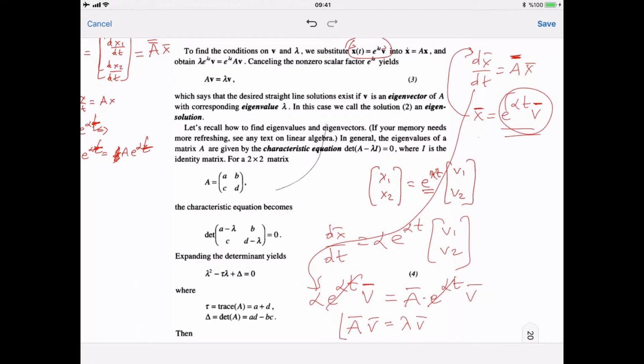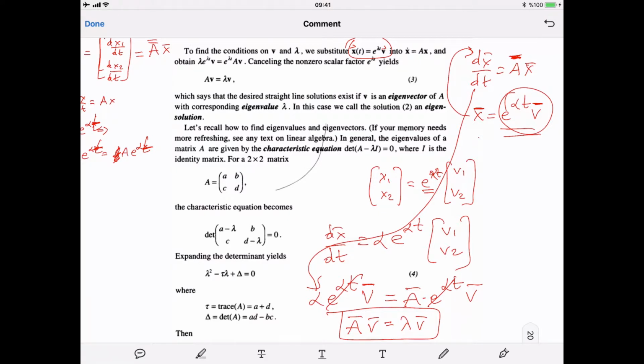Do you know what these equations are called? Eigenvalue equation, right? I think it comes from German. Yes. What does it mean? I don't know. It's hard. It has to do with the self. Okay.